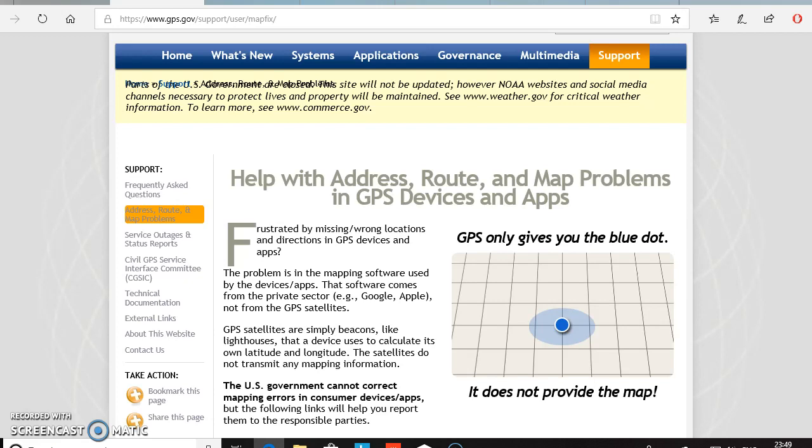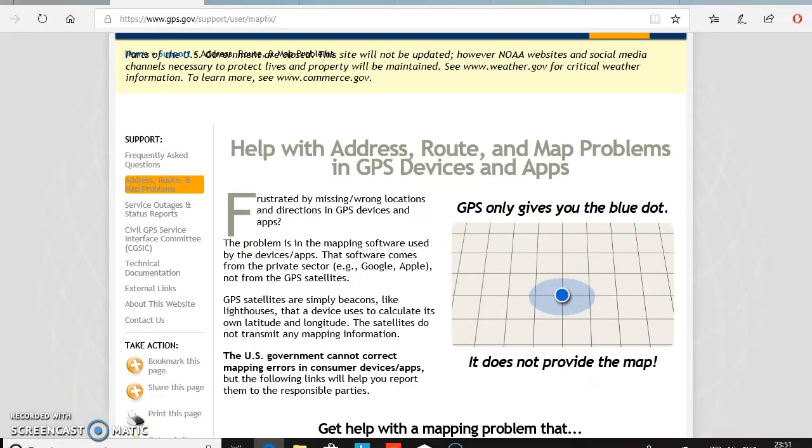On the gps.gov website, they basically tell you how GPS works. It says GPS only gives you the blue dot. It does not provide the map. It also says GPS satellites are simply beacons like lighthouses that a device uses to calculate its own latitude and longitude. The satellites do not transmit any mapping information.